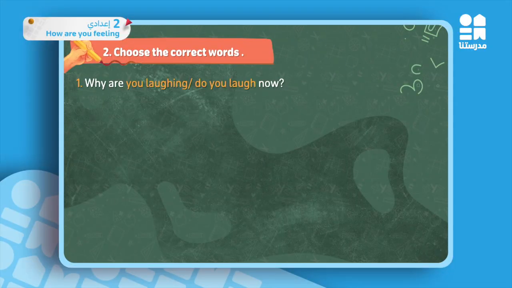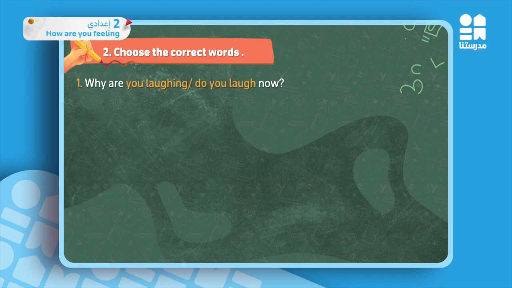Now, we are going to revise our details or our information about the difference between present simple and present continuous. In what situations shall I use this or that? Let's have a quick look at the difference between them. Here we have a question. It's written on the page of the review in your books. Why are you laughing or do you laugh now?